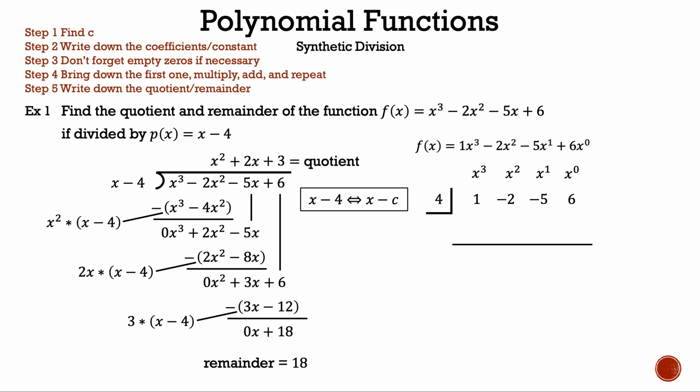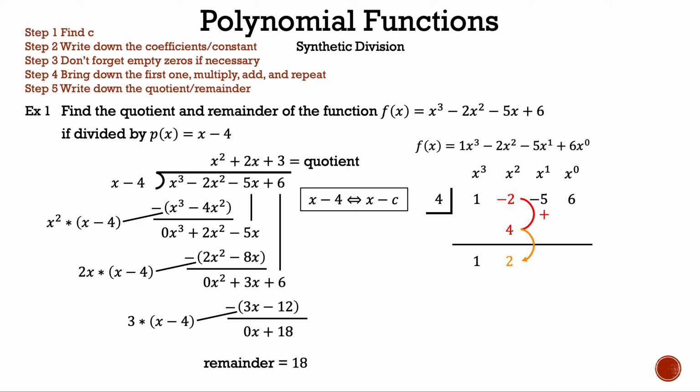The next step is to bring down the first number, in this case 1, to the bottom row, and multiply it by the c value, in this case 4, and 4 times 1 is 4. The result 4 goes under the negative 2. Now we add the negative 2 and 4 and put the result 2 on the bottom row.